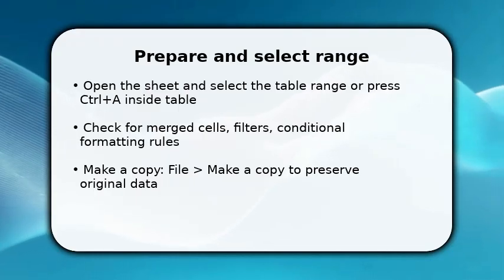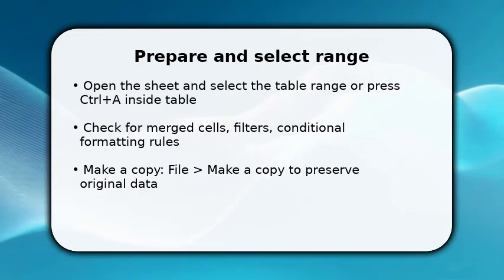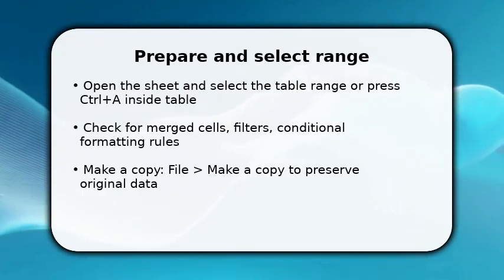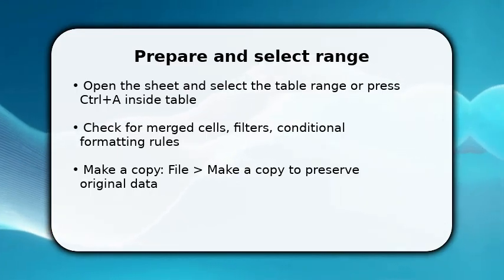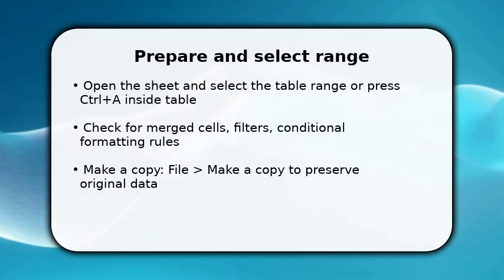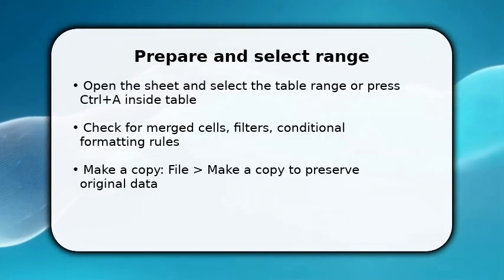You'll start by selecting the exact range that looks like a table. Click and drag or press Ctrl plus A when the cursor is inside it. Once selected, remove obvious blockers. Check for merged cells, active filters, and conditional formatting, which can preserve a table look. Make a quick copy of the sheet first to avoid mistakes.